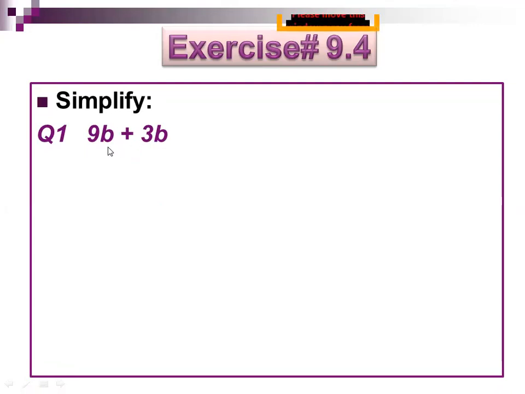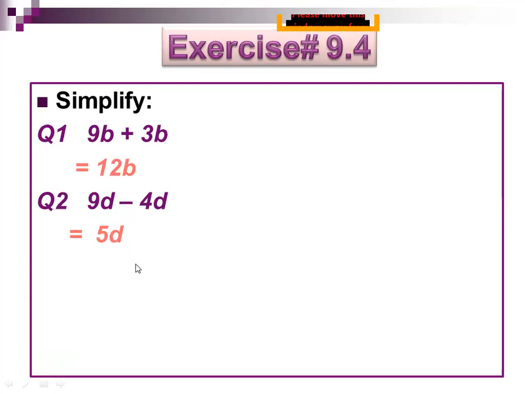Variables are the same, here you have the variable b and here you have the variable b. So your terms are like, so you will simply add them together. 9 plus 3, what will it become? 12b. You add the coefficients keeping your variable the same, that is b. Now move on to question number 2, that is 9d minus 4d. Variables are the same, that is d, so you can subtract. 9 minus 4 will become 5d, and your variable will remain the same.